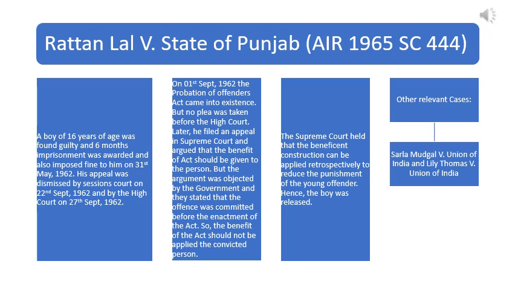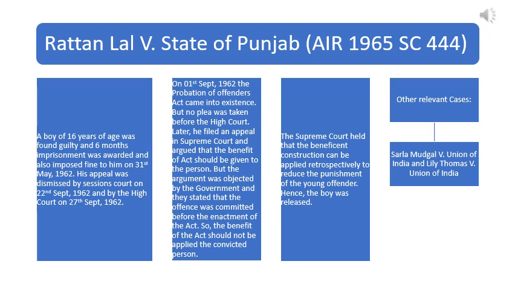Then they moved to Sessions Court, later to the High Court. Finally, on September 27, 1962, the High Court dismissed the petition. In the meanwhile, on 1st September 1962, the Probation of Offenders Act came into existence. But the plea was not taken before the court based upon the new enactment. Then they moved to the Supreme Court.